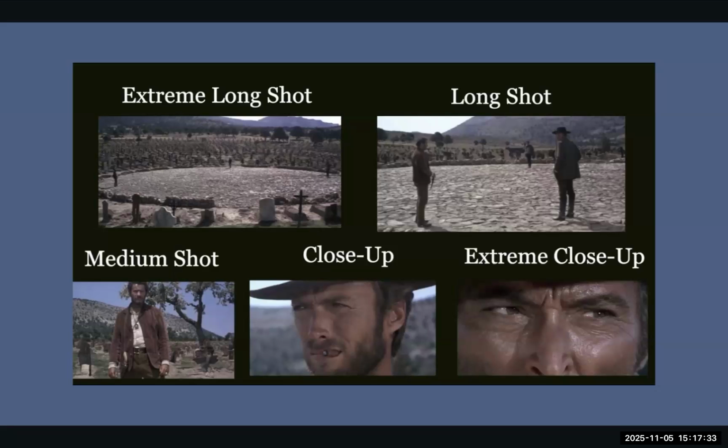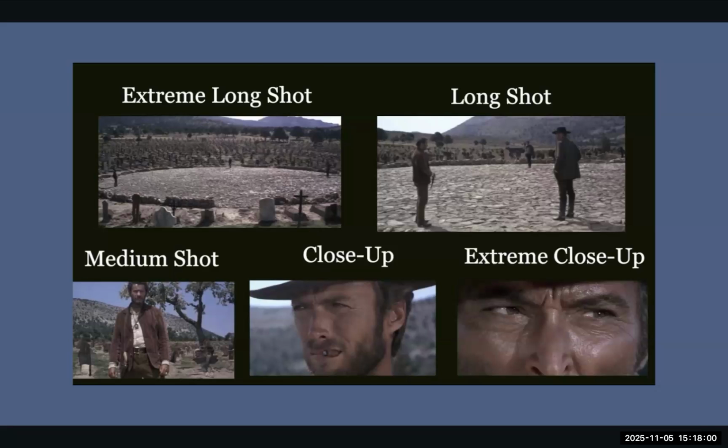So here is an example. We have an extreme long shot, also known as an extreme wide shot. Wide and long are interchangeable. That's pulled very far back. You can see the whole environment. A long shot or wide shot is a little bit closer, but typically if you have characters in the scene, you can see their whole bodies, still pretty far back.